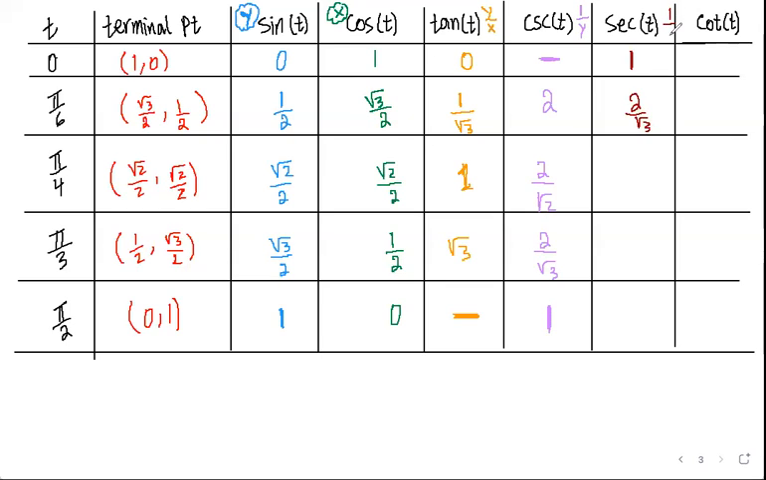Here 1 over x, 2 over square root of 2, 2, and here undefined again, because 1 over 0 is undefined. For the last one, cotan is 1 over tan, or x over y. So x over y, 1 over 0 is undefined.